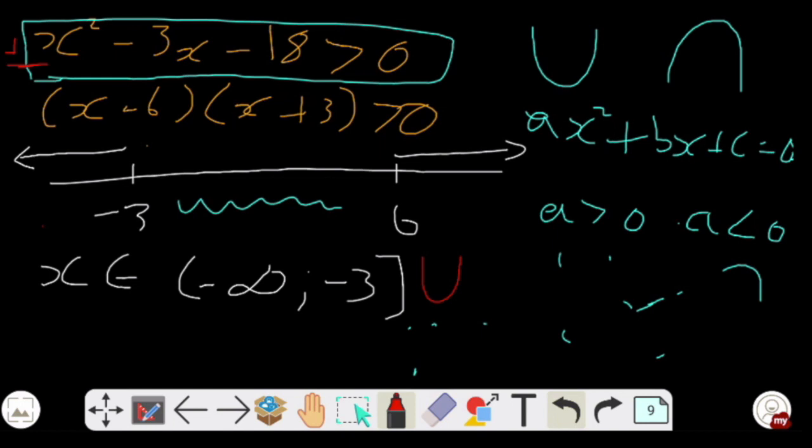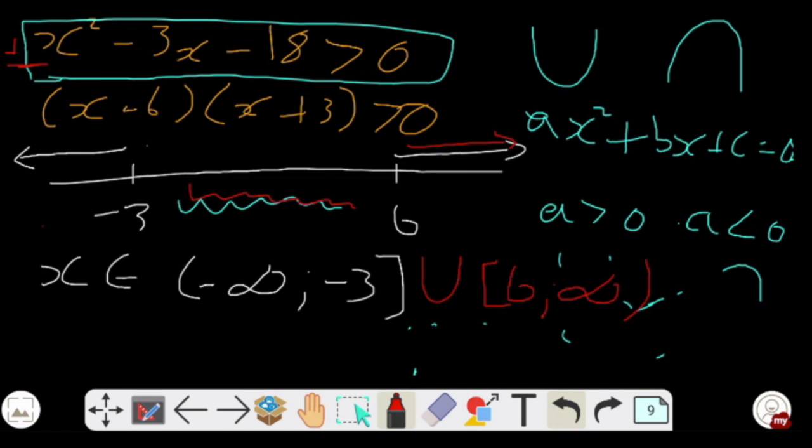And then finishing up here, we will have a close bracket because everything here doesn't satisfy our values. And then we will have 6. And everything going this way, which is any number greater than 6, meaning it will be infinity, and then you close your bracket because it goes on and on.